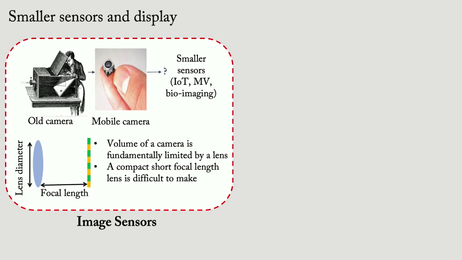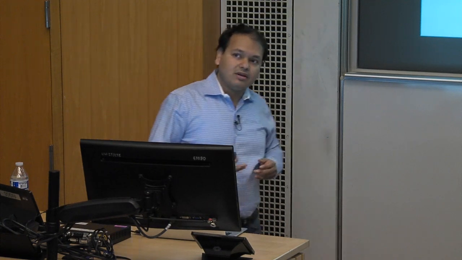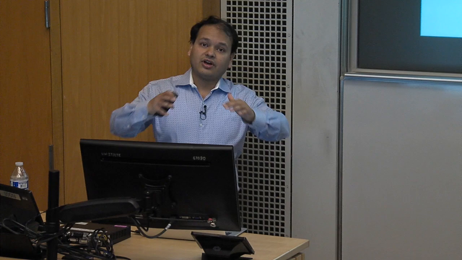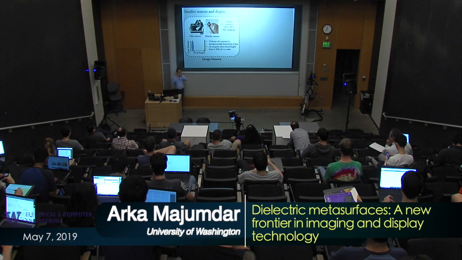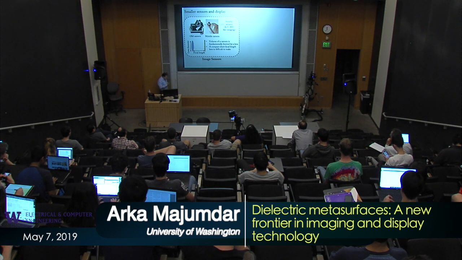And particularly what happens is the volume of a camera is fundamentally limited by a lens. You need to use a lens that has to be placed a focal length away from your sensor. So naively you may think, okay, we can reduce the focal length and we can reduce the volume, but generally we are relying on this kind of spherical structure. So we are relying on the lens the way that you guys know it. So if you want to make a short focal length, you need to make a fat lens, which kind of defeats the purpose of reducing the whole volume.